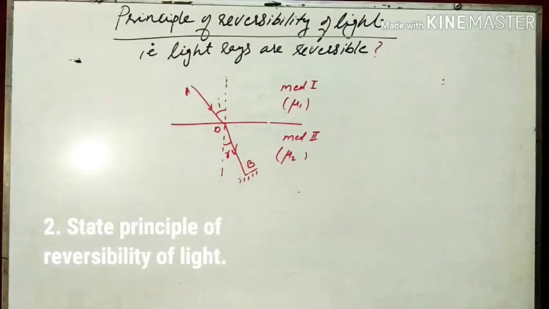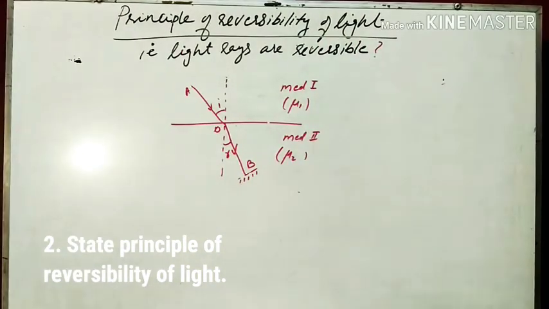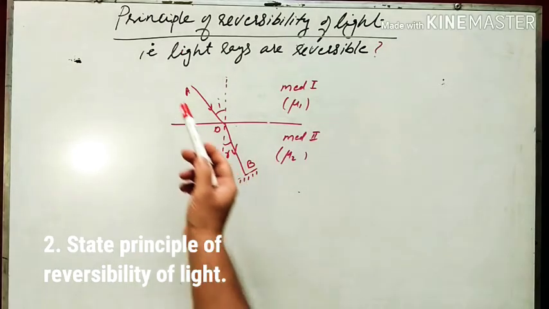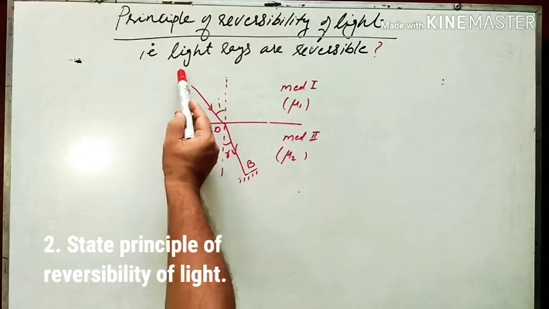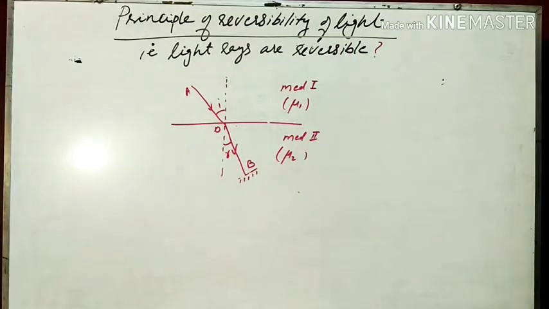Now let's study the principle of reversibility of light. What do you mean by the principle of reversibility of light? The principle of reversibility of light says that light rays are reversible. What do you mean by light rays are reversible? So let's check it out.